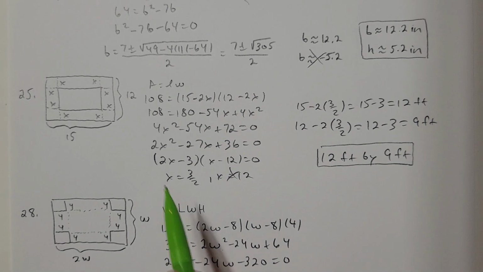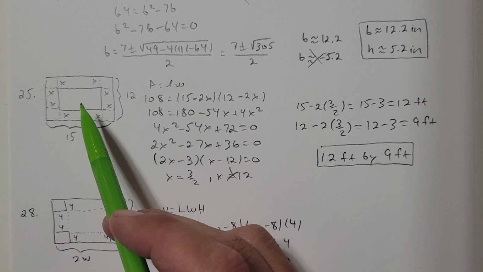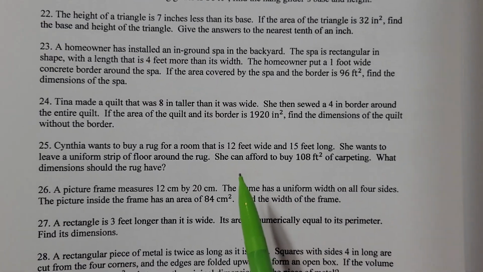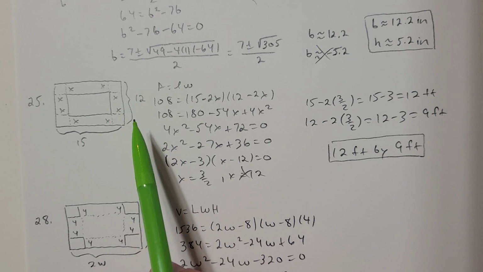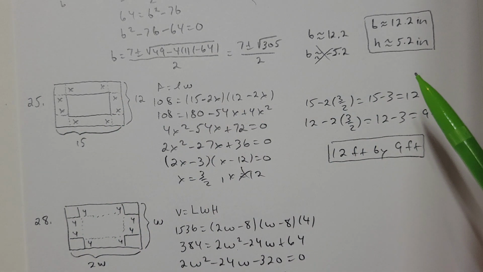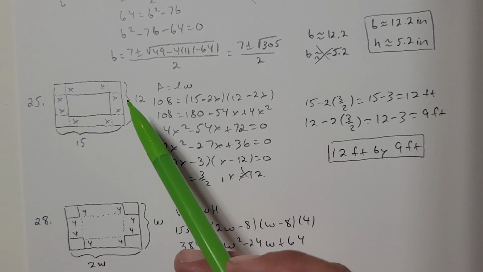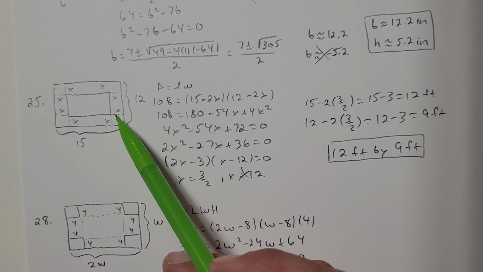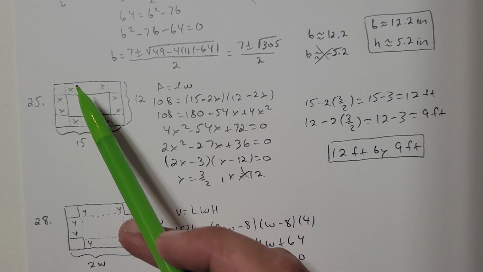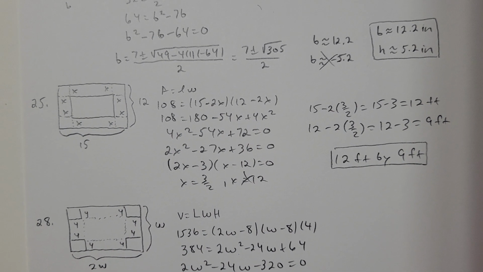All right, so let's see, for this problem here, we've got this rug, and we're putting it in a room that is 12 feet wide and 15 feet long, okay? And there's going to be a uniform strip of floor around the rug. So the edge of the rug to the edge of the room, we'll call that x feet. And that's going to be the same x feet on all four sides there, okay?